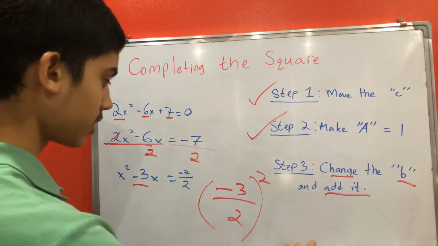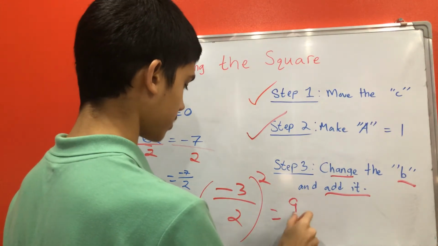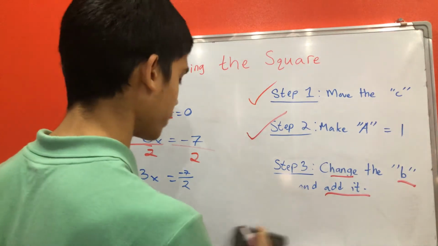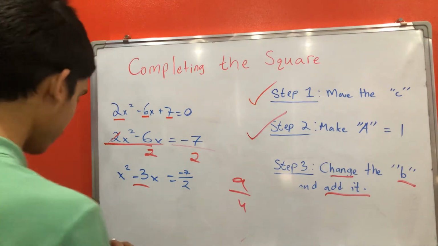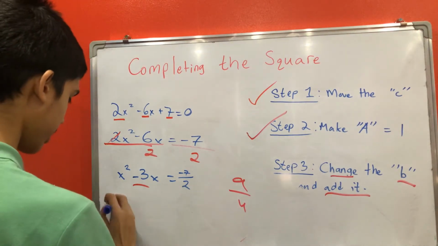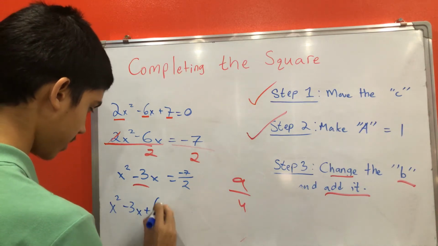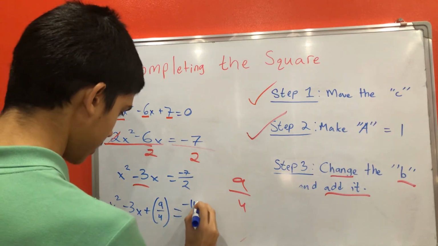When we multiply this out, we get 9/4, right? 9/4. And now we have to add it. So we got 9/4 when we changed it, and so we're going to add it to both sides. So let's rewrite it. Minus 3x plus 9/4. I'm just putting it in parentheses so we can see how we added it.